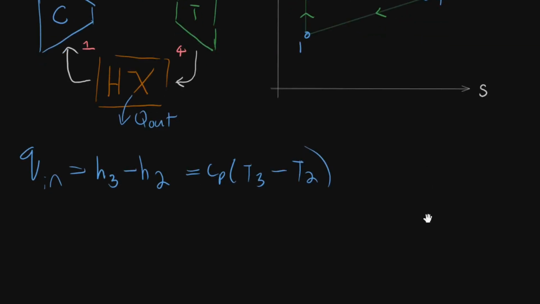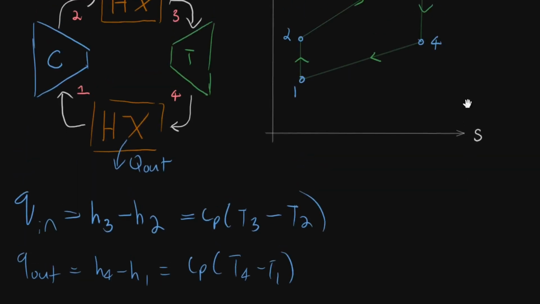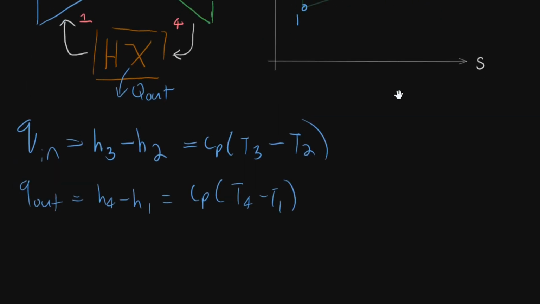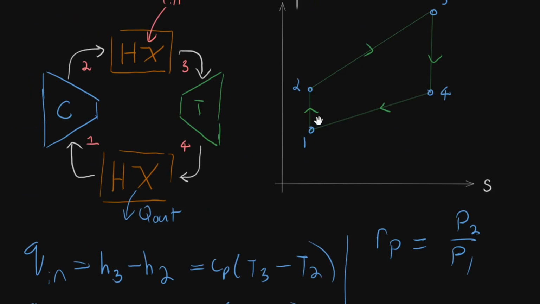And then our Q out, it's going to work exactly the same way. Our Q out, if we're looking at the magnitude, then T4 is going to be higher than T1. So this would be like h4 minus h1, which would be c_p times T4 minus T1. Instead of the compression ratio like we saw before, we're going to have the pressure ratio across this compressor. So we call this r_p. And our r_p is equal to basically P2 over P1. So the pressure from the output of the compressor divided by the pressure from the input right here.